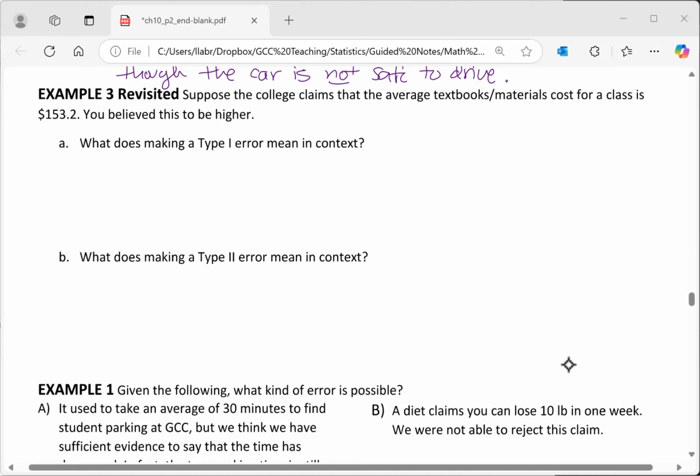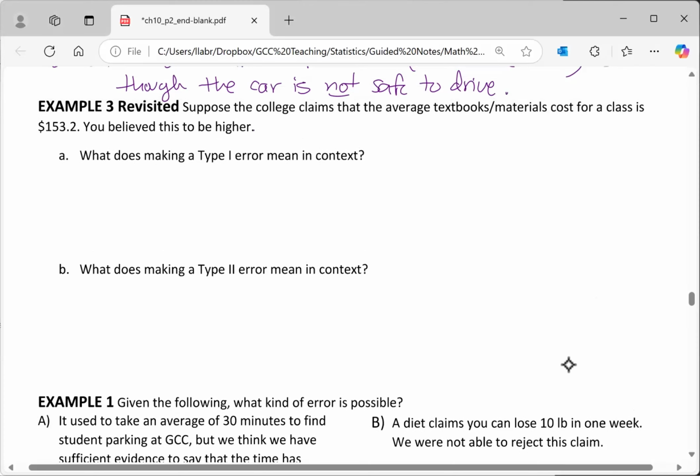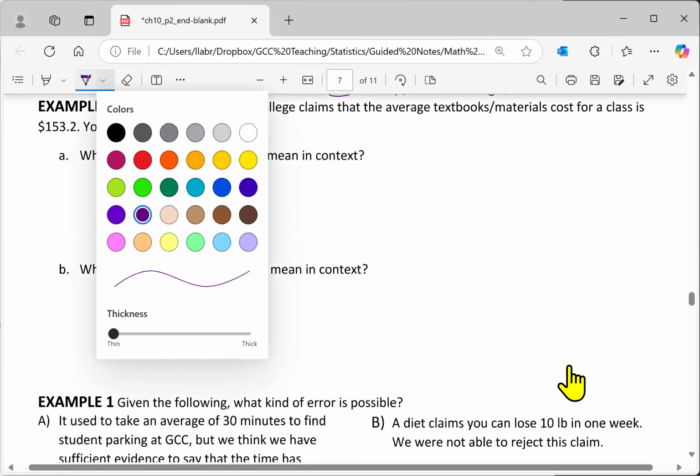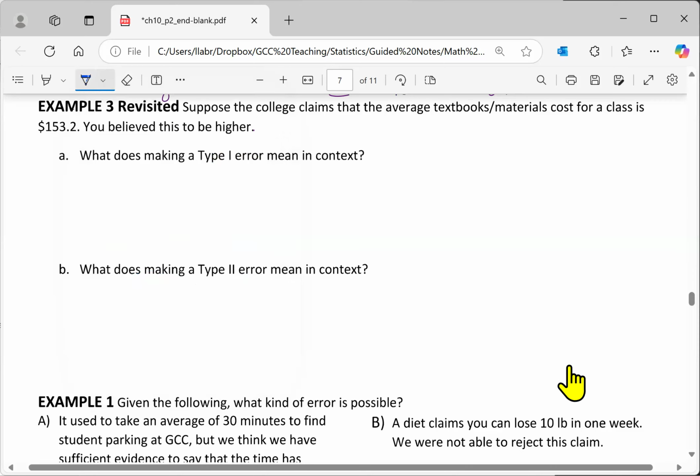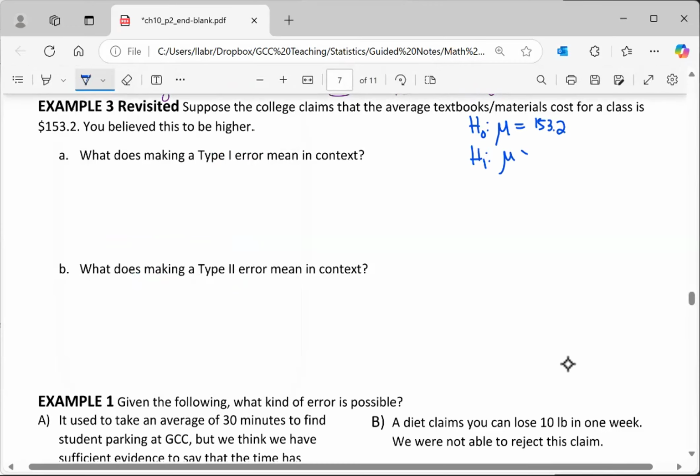Again, usually this comes because you are actually a student enrolled and you're like, wow, I do not believe this claim because I spent a lot of money on materials this semester. So again, that's the logic right there. So before you even try interpreting, make sure that you set up your hypothesis. So here we have the null hypothesis, which is the claim that the average cost is 153.2. The alternative is that the mean is higher than 153.2.